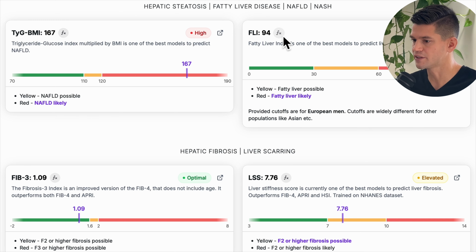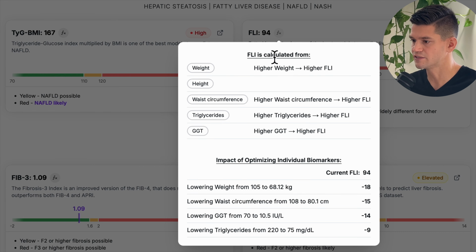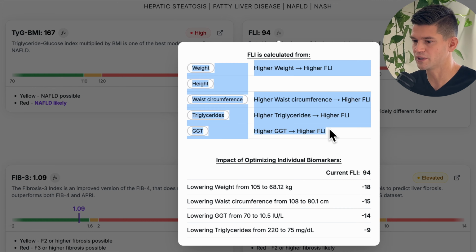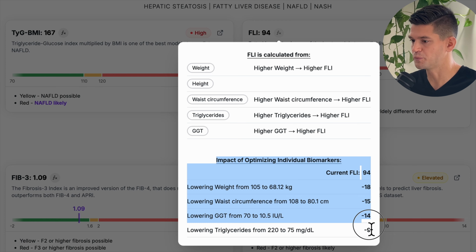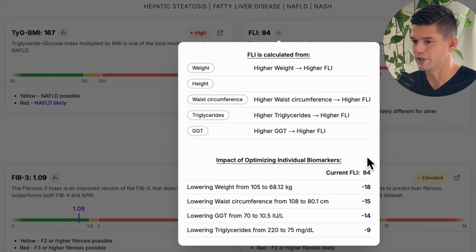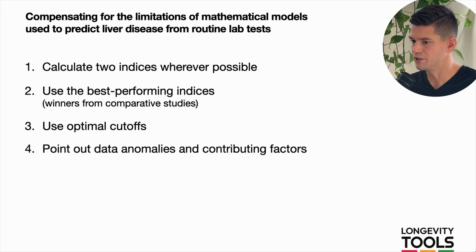But if you click this little math icon, you will see exactly how each result was calculated and how much each value contributes to the final score. That way, the doctor can spot any outlier that might be skewing the results one way or another. Okay, so now we know that mathematical models are the most practical, but they have their limitations, and that this tool partly overcomes those limitations.